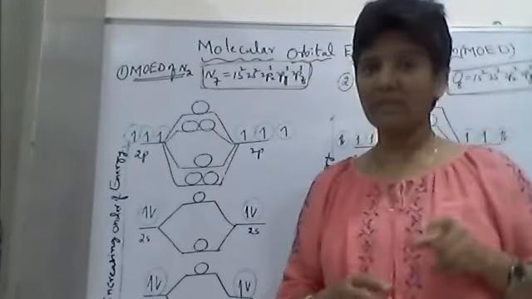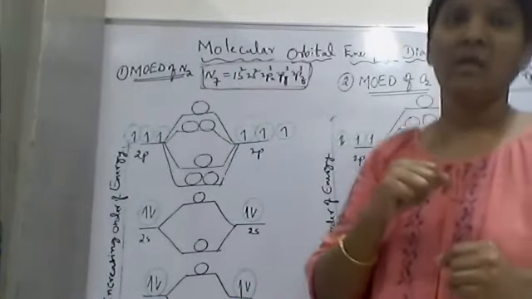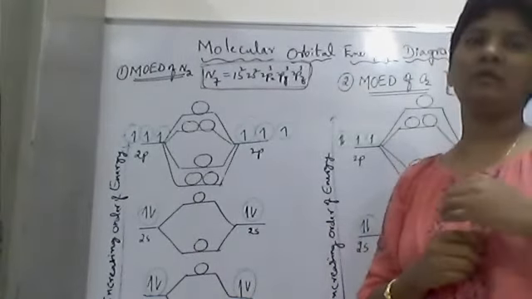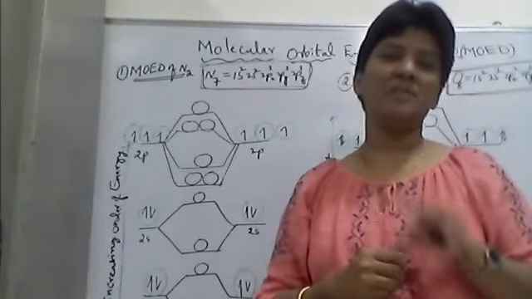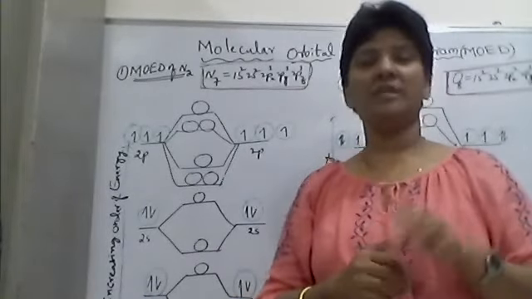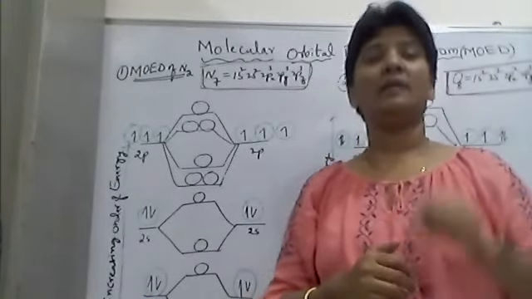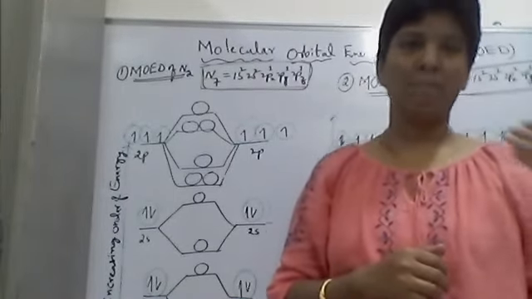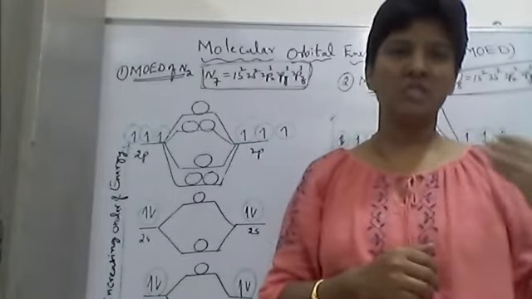In chemical bonding, a special topic is molecular orbital theory, in short called MOT, in which we learn, especially for intermediate level, about diatomic molecules. That means a molecule made up of only two atoms like N2, O2, H2, B2, C2. These are the same type of atoms, homodiatomic.